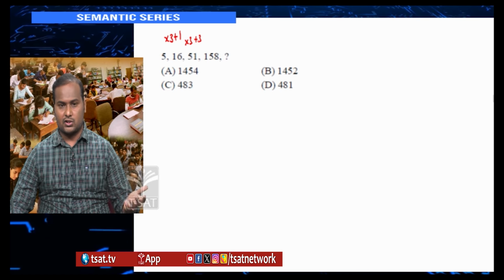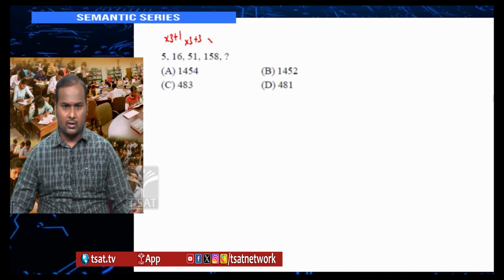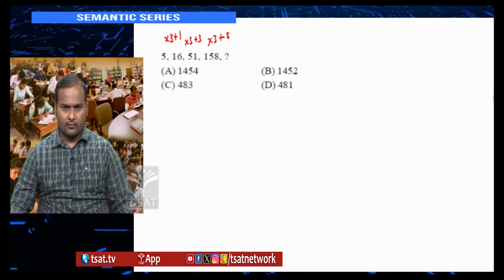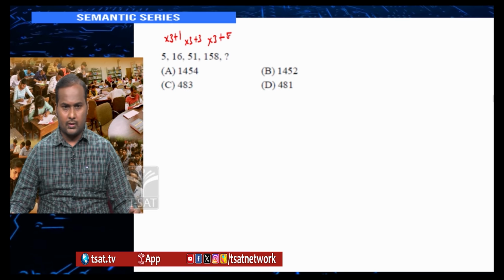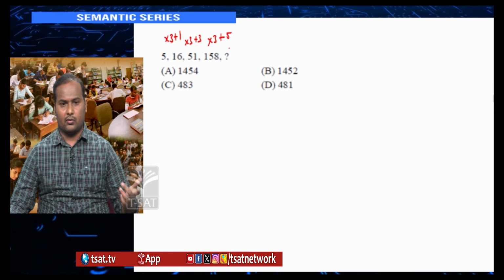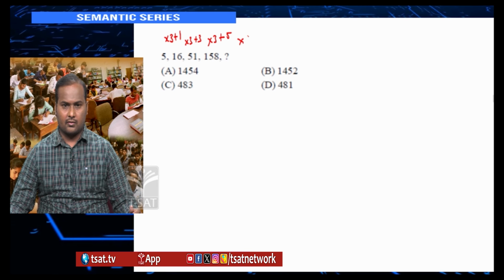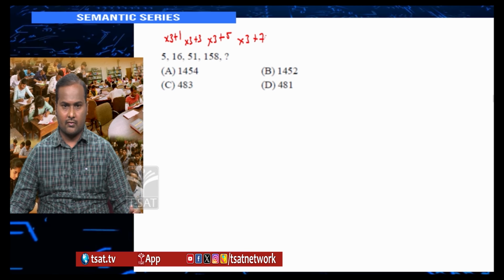So what is obviously the next one that is possible? 51 into 3 plus 5. So obviously what will be your answer next? That is into 3 plus 7.